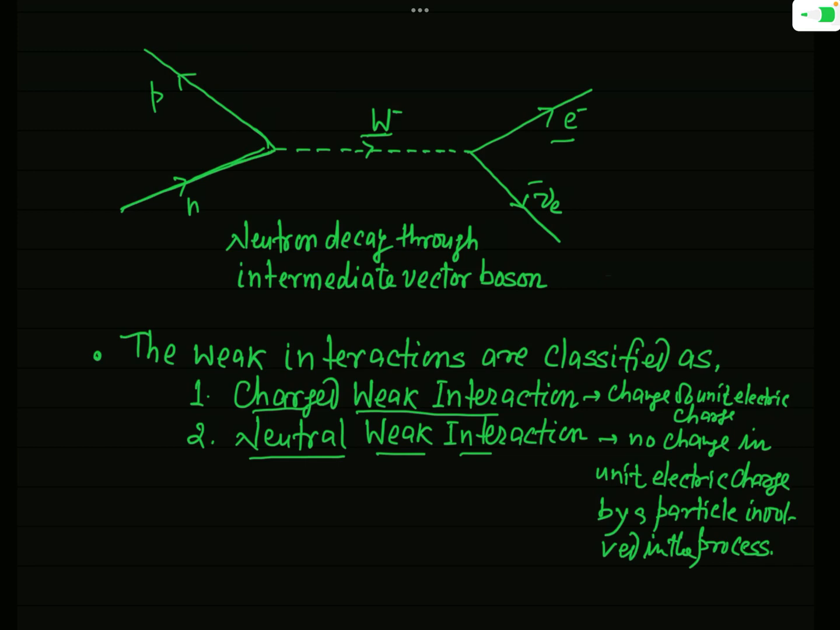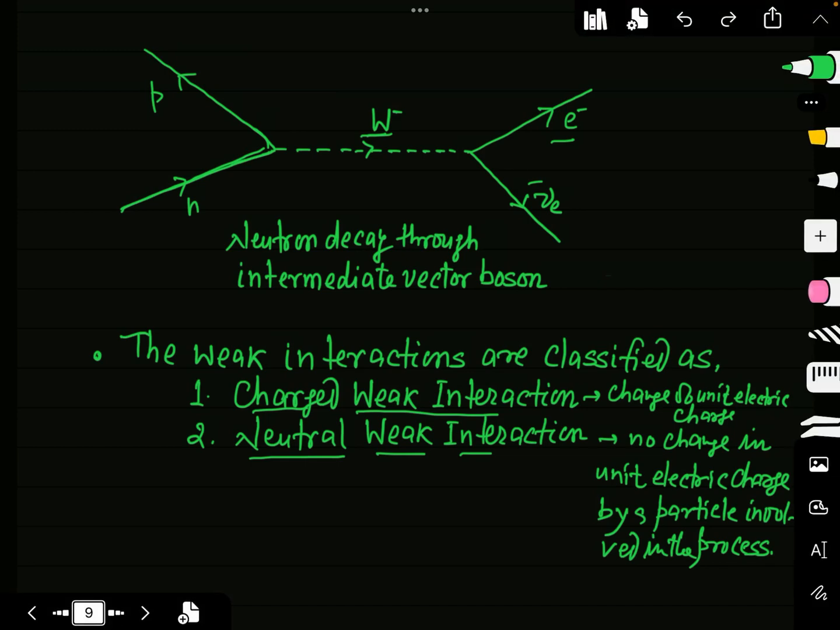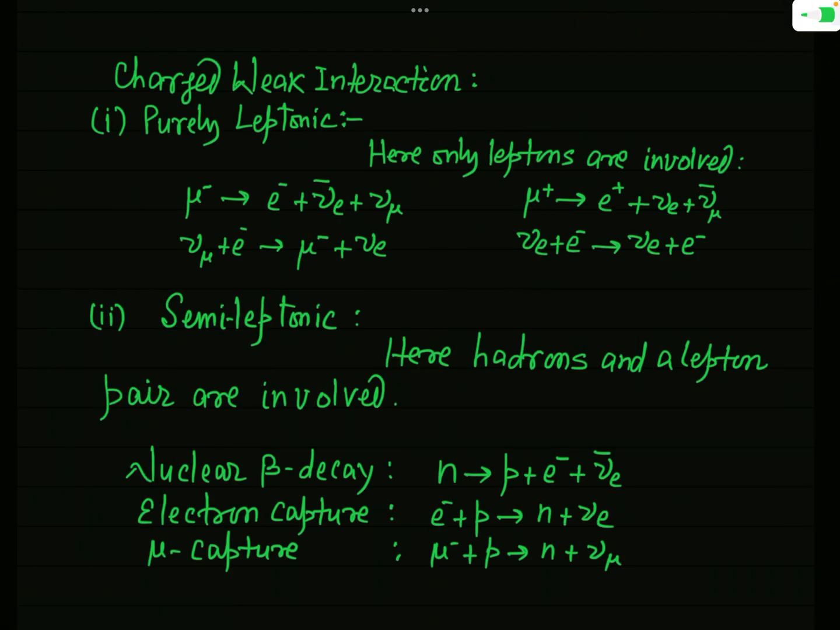Now we will see some important examples of charged weak interaction and neutral weak interaction. These examples are very important for your examination when a question is asked citing some nuclear reactions, and you have to say what type of interaction is playing a role in that decay process. Then you should use this idea to solve such a problem. So let us see some important examples of charged weak interaction.